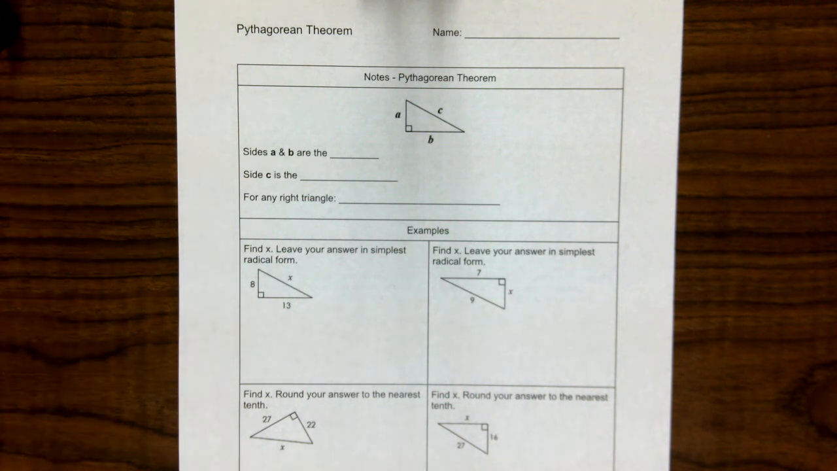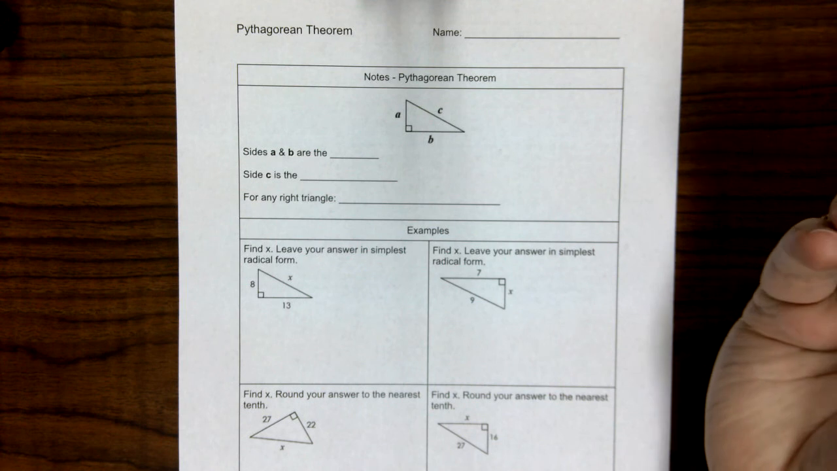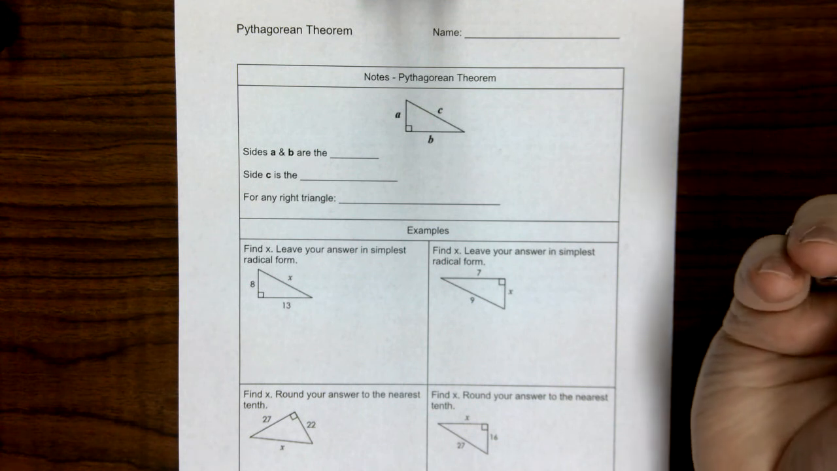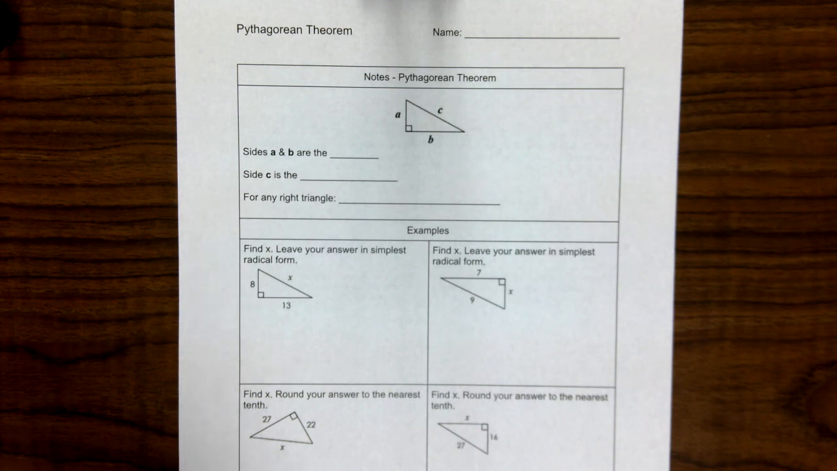Okay, so let's get started with the Pythagorean theorem. So we all know that the Pythagorean theorem deals with right triangles, and it helps us find side lengths of right triangles. We know it works only for right triangles. You should know that by now.